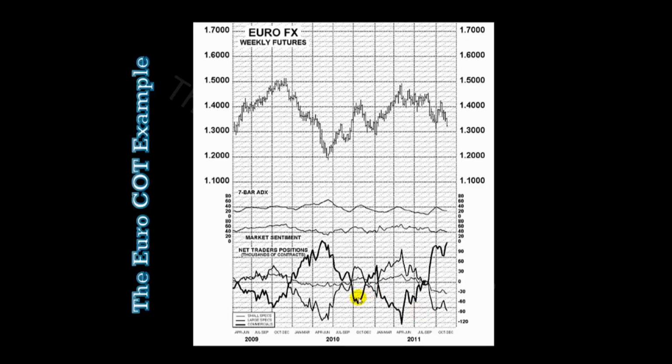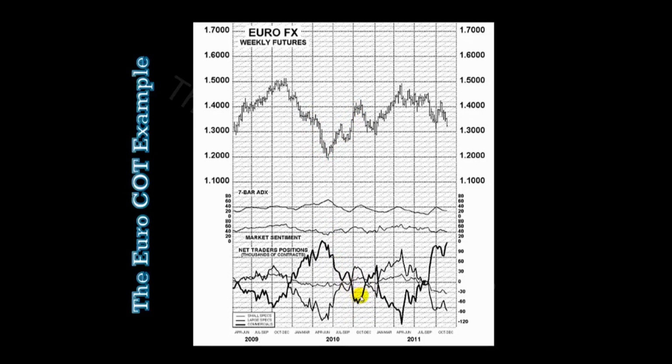So now looking at this example, like we were talking about earlier, we have a net long position by the commercials. Net long, hugely net long. And then eventually price starts to move higher. Then they swing down below net zero.